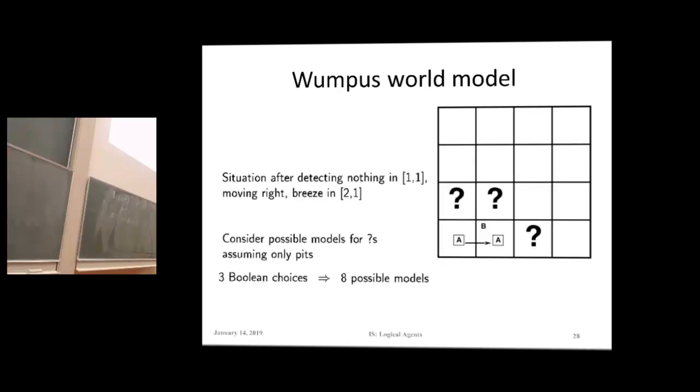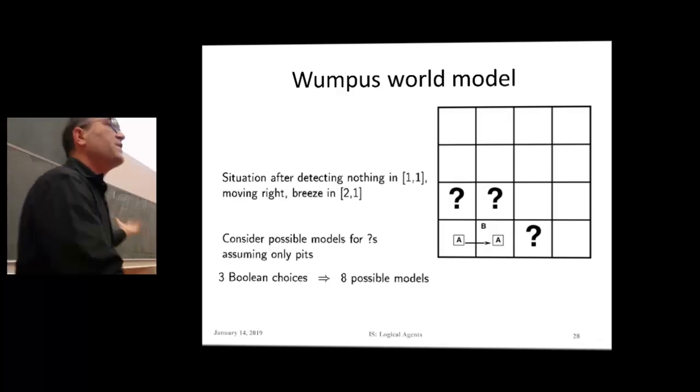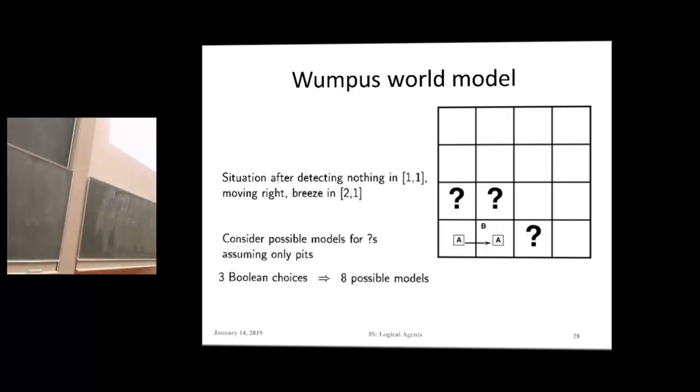So let's see how this would work in our interpretation of the Wumpus world, and why this is useful for us to make these conclusions that we've just made intuitively, because we didn't have any formal grounding for what we decided.